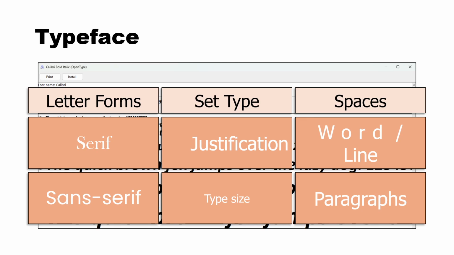We can play with the set type. We can play with the font size, type size. We can play with the justification, so how the text is aligned. You can also play with the spaces within the word, or the line spaces, the spaces between words or between the lines or between paragraphs even.